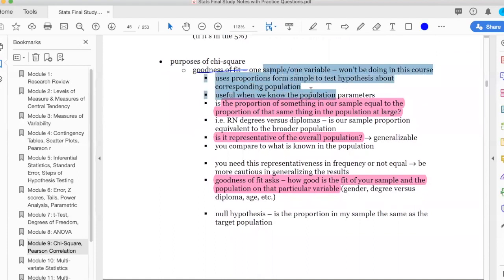Okay, so don't worry about all of this. A lot of this is just like my notes to make it make sense to me. So I kind of went through and highlighted the stuff that makes sense, I think, for more than just me. So the goodness of fit.